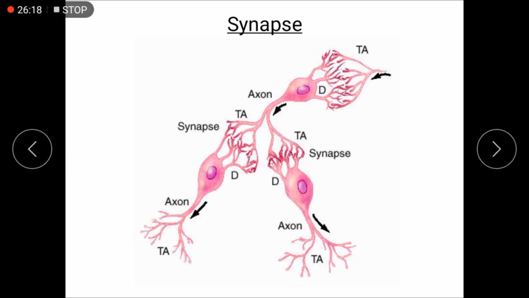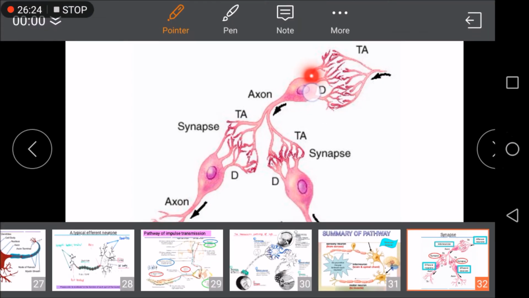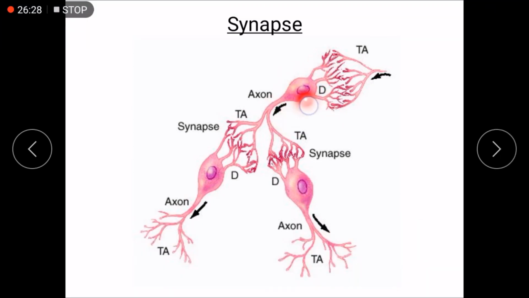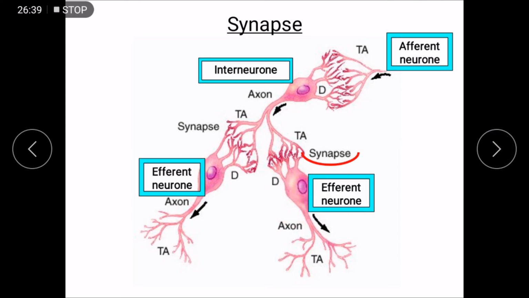Okay, so here you see this is the body cell, right? Then you have dendrite. So this is interneuron. Then this one, body cell, then it branches out axon, so this is efferent. Can you see or not? So start from afferent, go to interneuron, then you have two efferent neurons there. So in between you have the synapse.